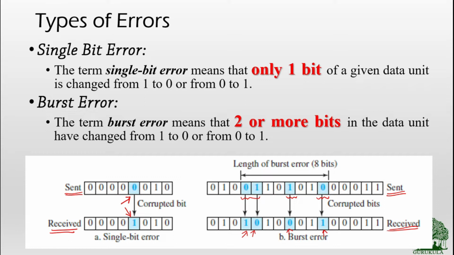So definitely a noise signal will not affect only one single bit, but in turn it will affect a sequence of bits, maybe 2 to 3 bits at a time. So this is exactly where we experience more burst errors instead of single bit errors.